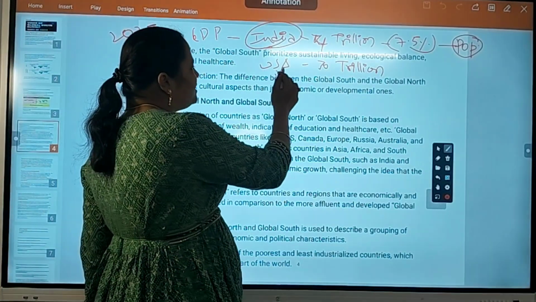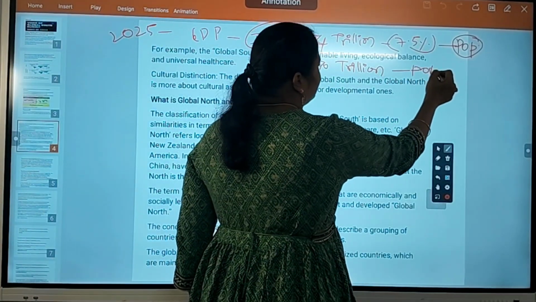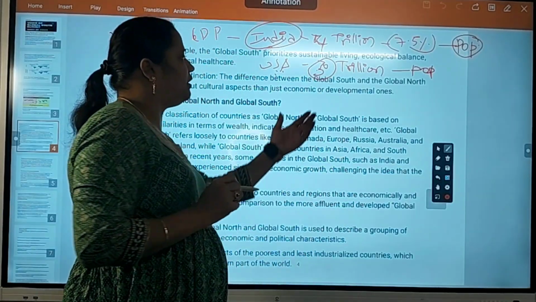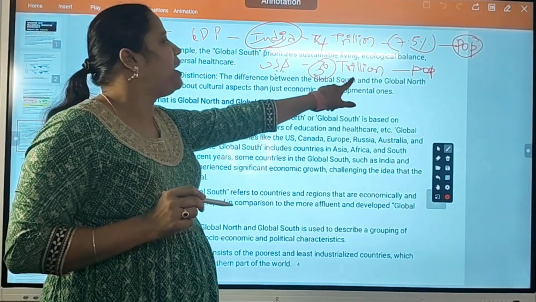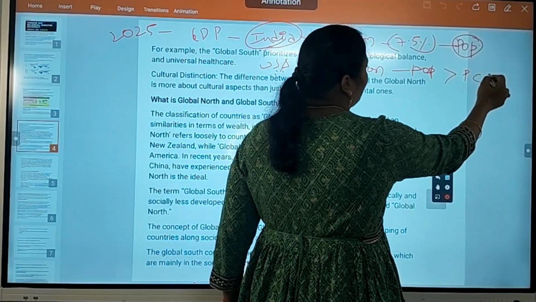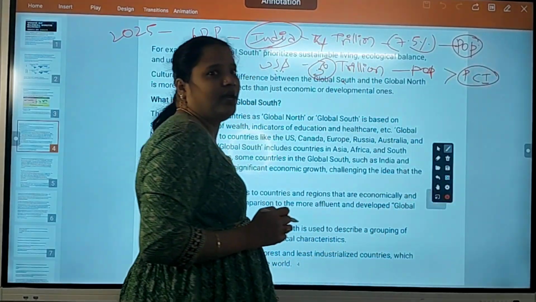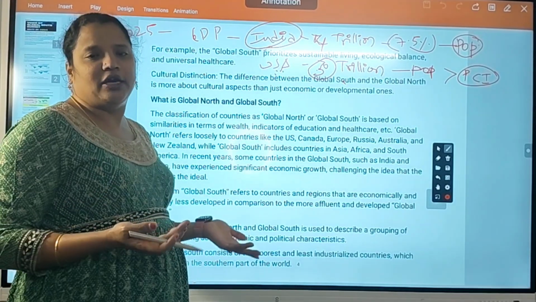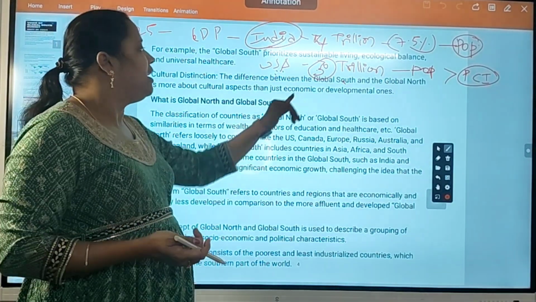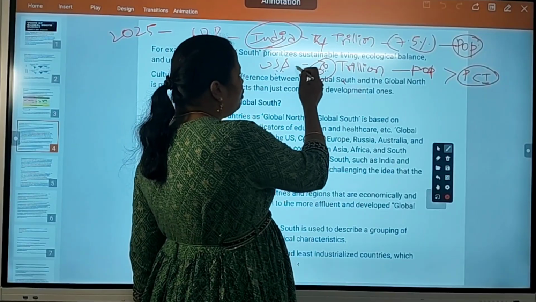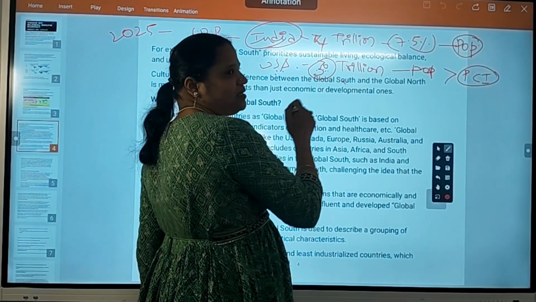But in USA, population is less. So if they divide this 30 trillion by the number of population, their per capita income will be more. That's why USA will be treated as a developed country compared to India, even though these 30 trillion may not be a great achievement compared to the previous value.